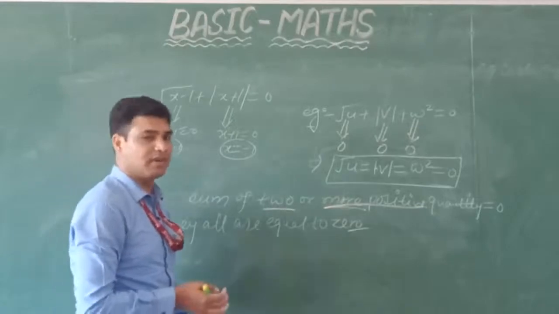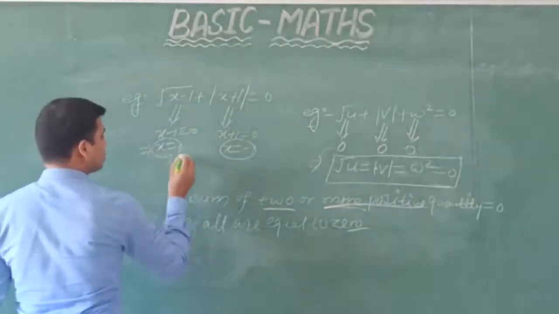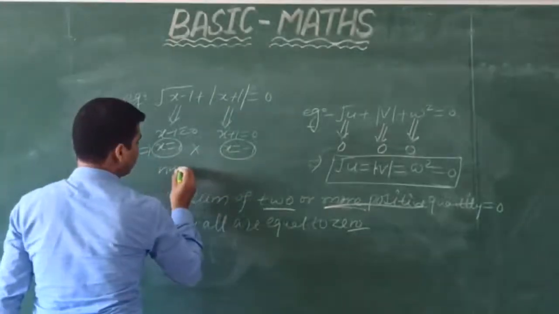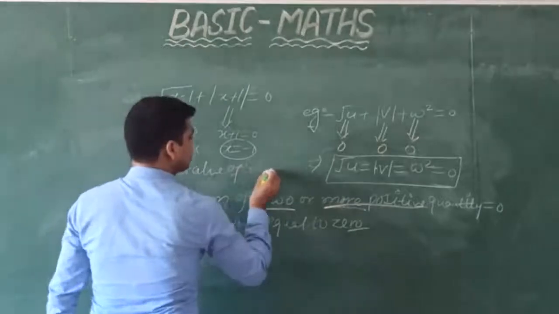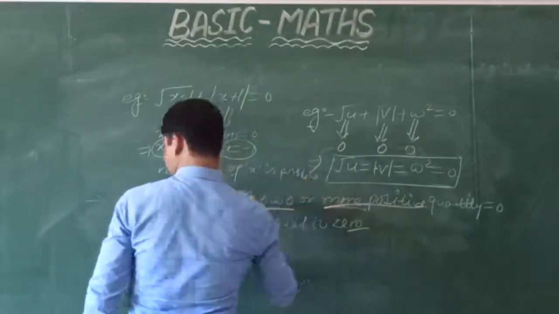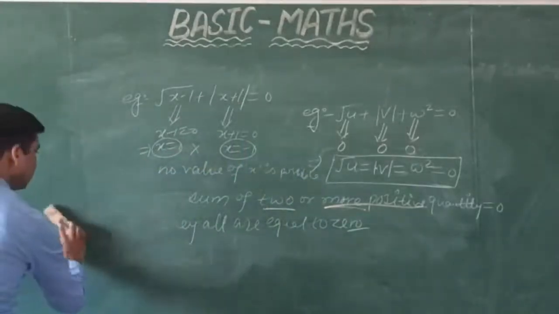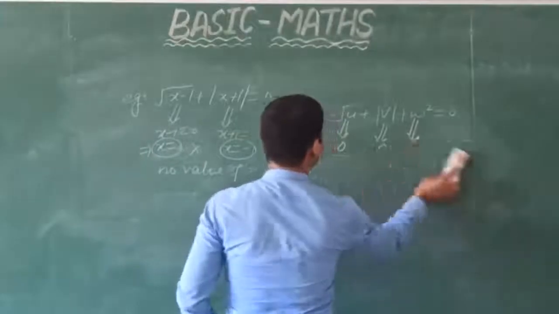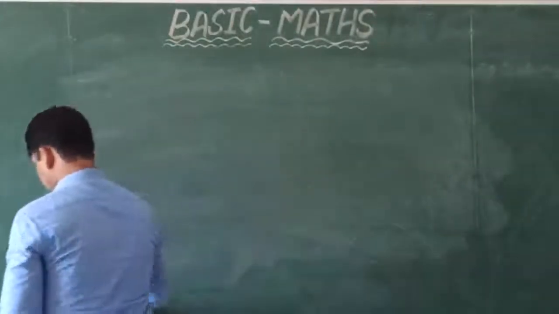So how is it possible? At a time we are getting two values of x. Okay, so this is not possible. No value of x is possible, or you can say no solution. Okay, now see this here. Simultaneously we are getting two values, that's why no value of x is possible. So see this next.